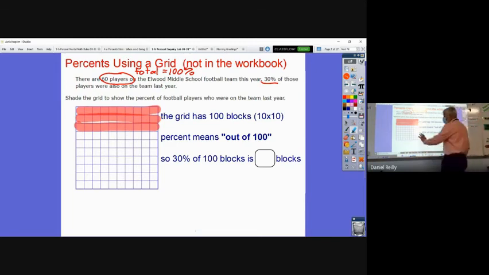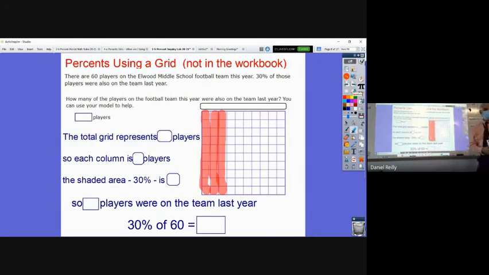But this 100 blocks represents how many players here in this problem? This 100 blocks is how many players? 60, the total amount. So this 100 blocks represents 60 players. I shaded vertically the other way, I shaded in columns, but it's the same thing, right? So the total grid represents the total, the 100%. The total grid is 60 players.